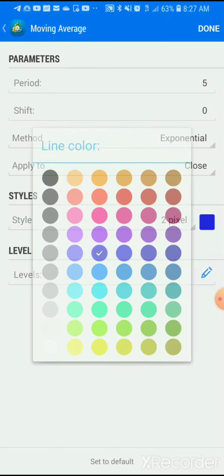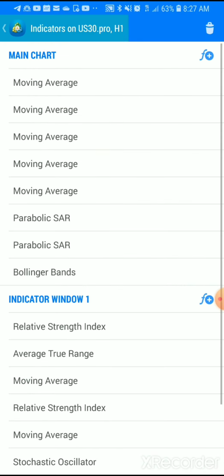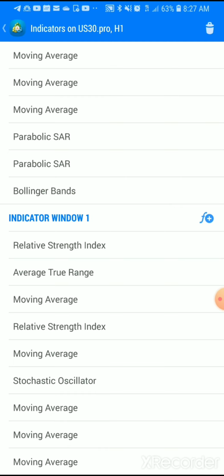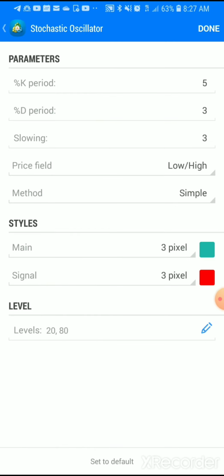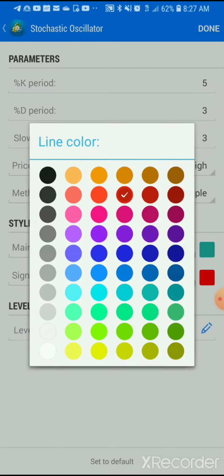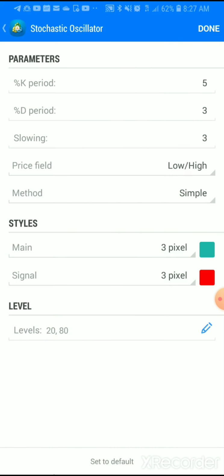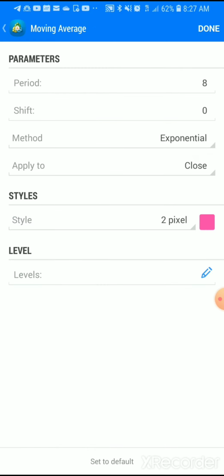All right, 5 EMA, blue, exponential, apply to close. And then we have an oscillator, the stochastic oscillator. All right, default, levels of 20, 80. The K period is 5, D period is 3, slowing is 3, price field is low to high, method simple, main 3 pixel, and then the signal is 3 pixel as well, and these are the colors. There you go. Another moving average, 8, exponential, close, 2, and pink.